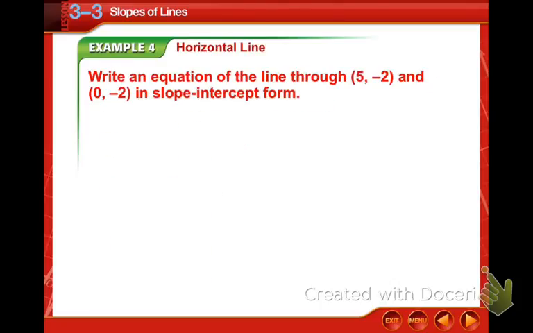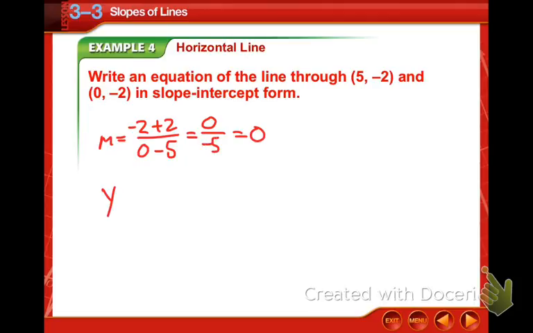A few more problems here. This one, exact same thing, one more time. This one's going to be a little bit different though, and you'll see what I mean in a minute. So, slope is equal to negative 2 minus negative 2 over 0 minus 5. So negative 2 plus 2 is just 0. We have a slope of 0.